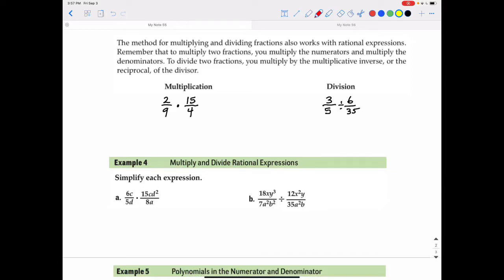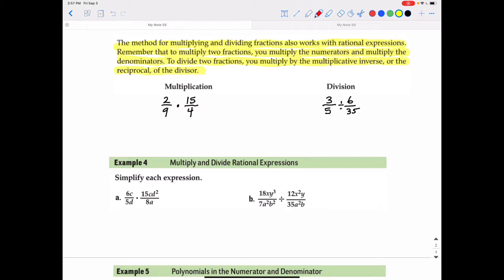Another thing you used to do in elementary school with fractions is to multiply and divide them. The method for multiplying and dividing fractions also works with rational expressions. Remember that to multiply two fractions, you multiply numerators and multiply the denominators. To divide two fractions, you multiply by the multiplicative inverse or the reciprocal of the divisor.